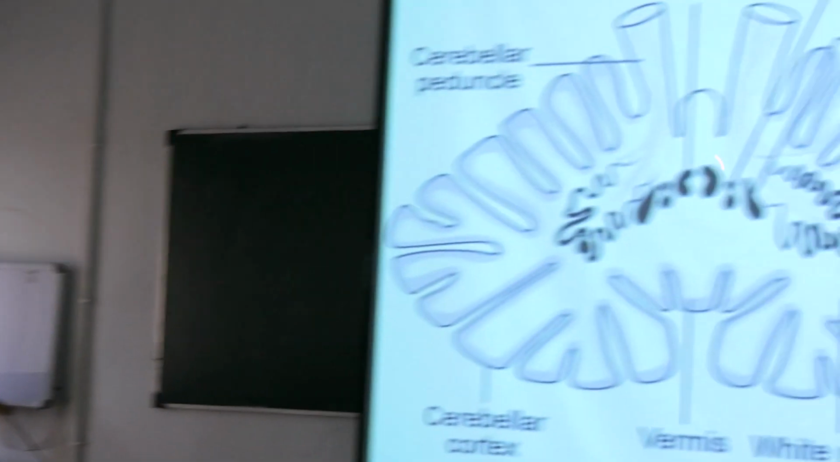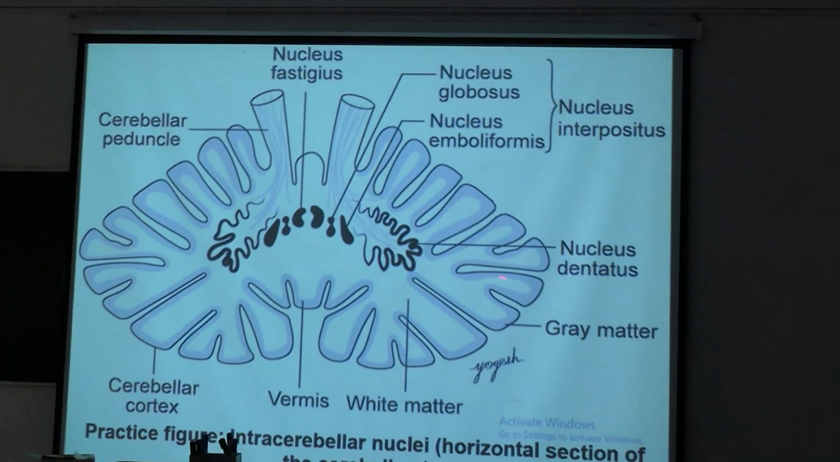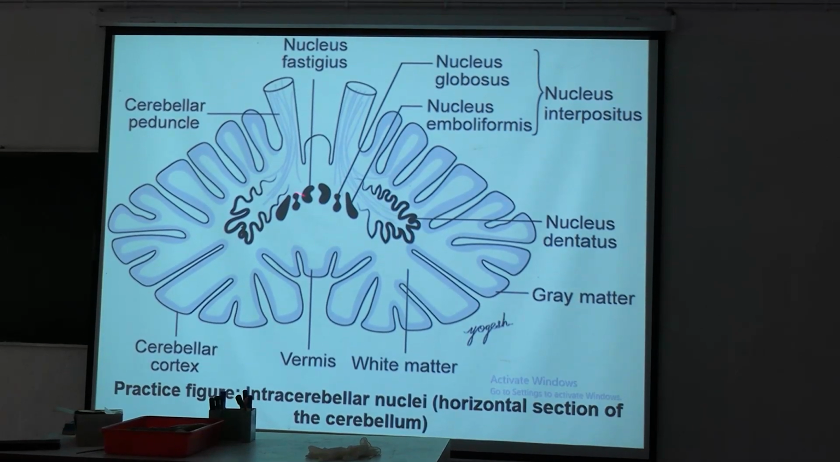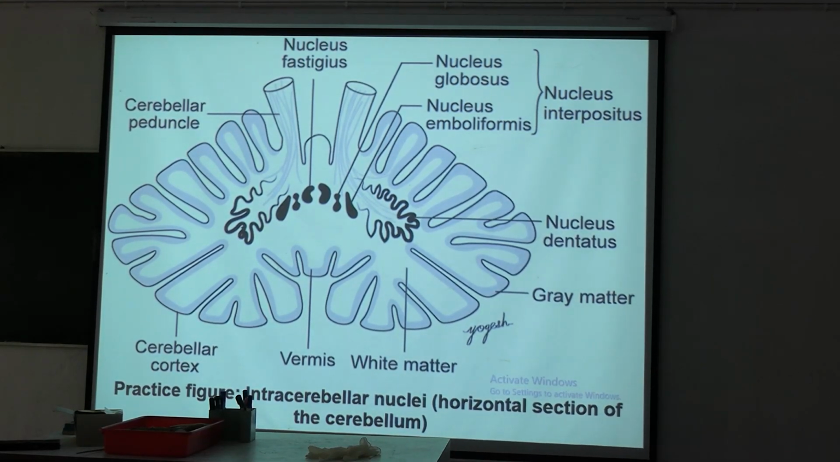Next is nucleus fastigius. It lies close to the midline in the vermis, just dorsal to the fourth ventricle. It is spherical. It is the nucleus of archicerebellum. Okay. This is a schematic diagram. Cortex, medulla, white fibers. These are the cerebellar nuclei: dentatus, emboliformis, globosus, and fastigius. Okay.